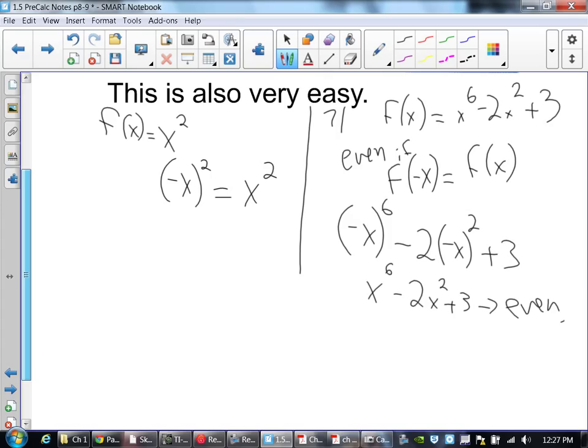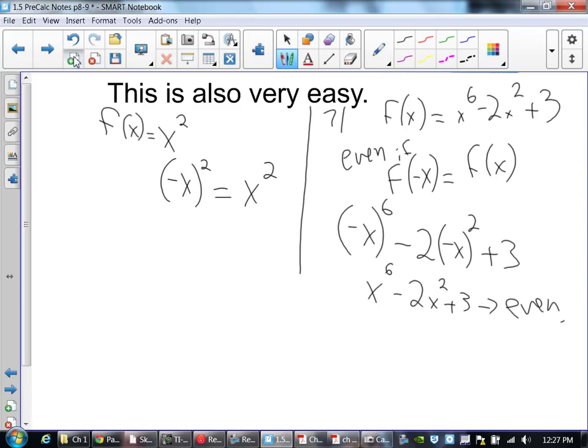So what happens there is that it's an even function, because when you substitute in negative x and you do the same exponents, you get an equivalent of the original function. Therefore, it's even. You do the same thing with, look at 72.